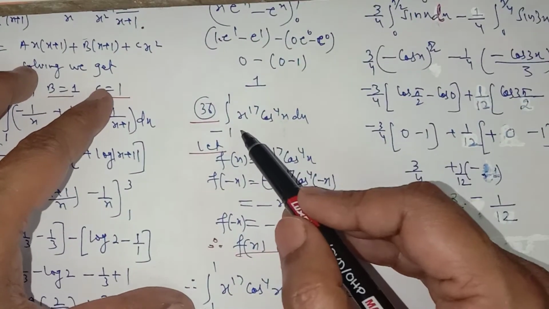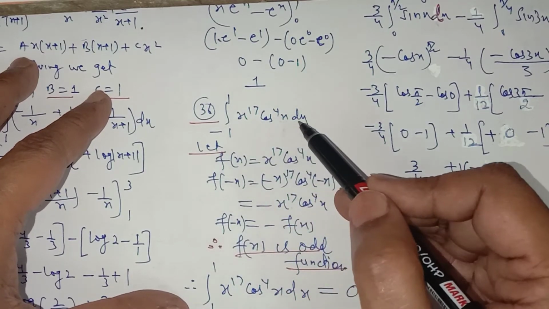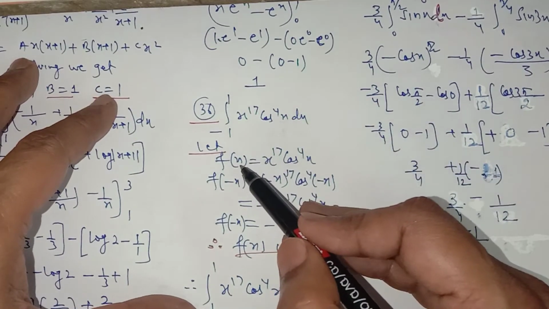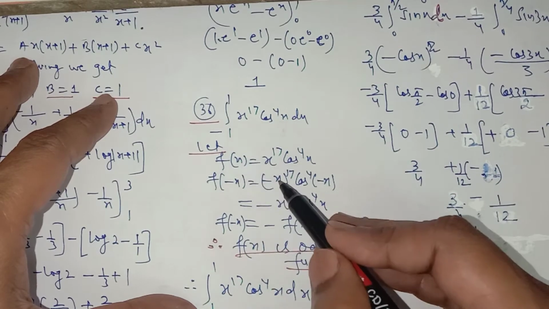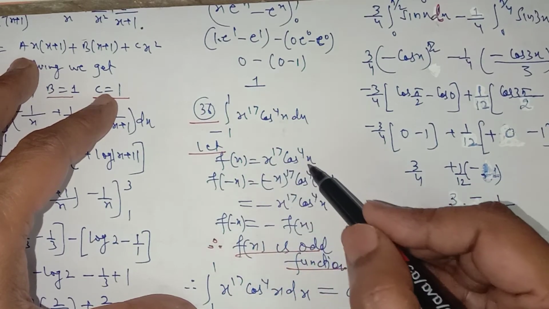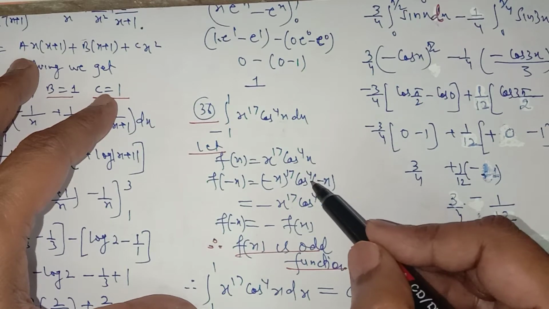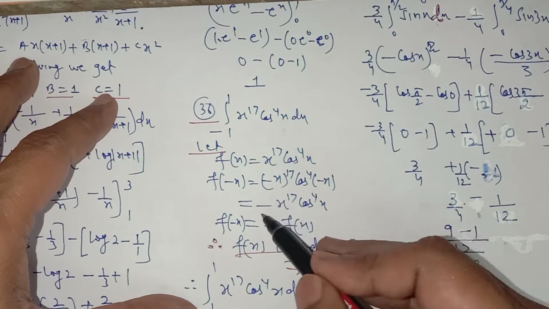Now in question number 36, it is from minus 1 to 1, x to the power 17 cos to the power 4x, and it is an odd function. Why is it an odd function? Because if you let f(x) equal to x to the power 17 cos to the power 4x, and replace x by minus x, you get minus x to the power 17, cos to the power 4 of minus x, which is cos to the power 4x, so it is minus x to the power 17 cos to the power 4x, and it is equal to minus f(x).